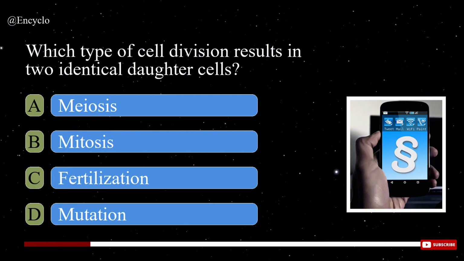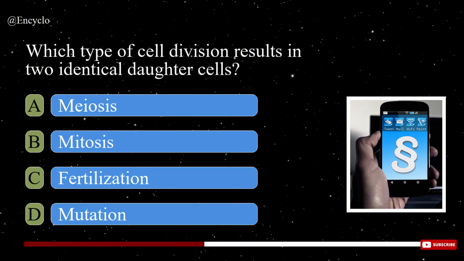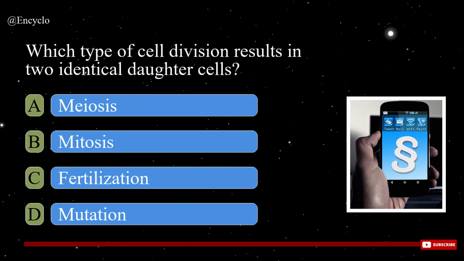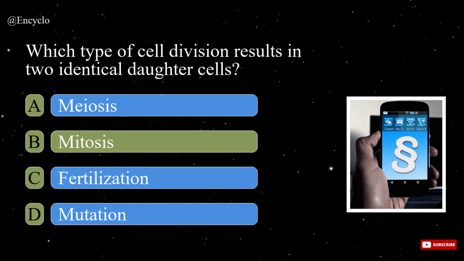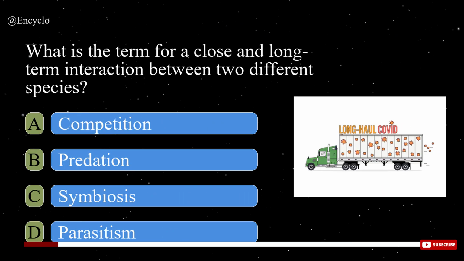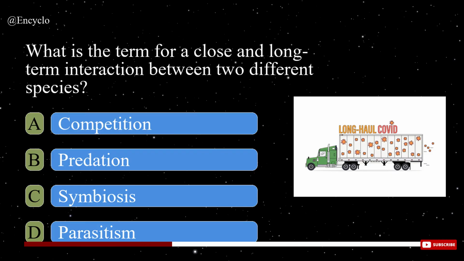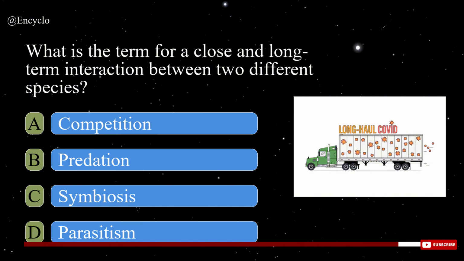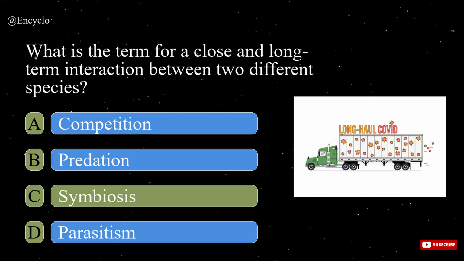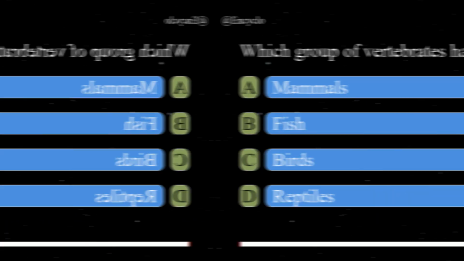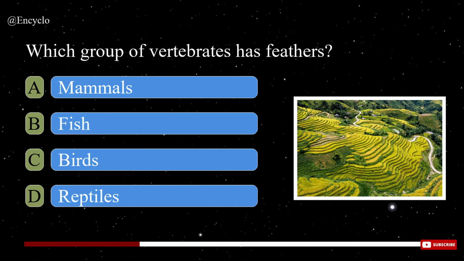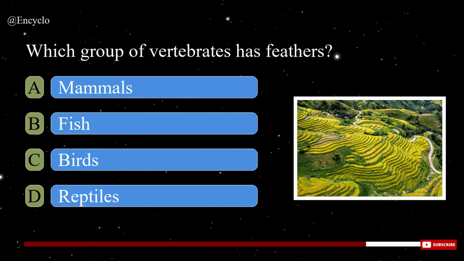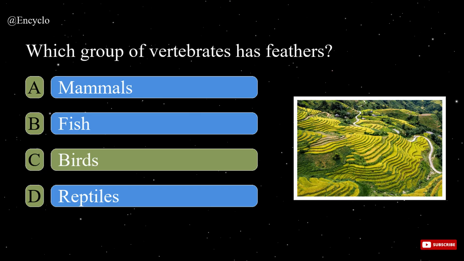Which type of cell division results in two identical daughter cells? The answer is mitosis. What is the term for a close and long-term interaction between two different species? The answer is symbiosis. Which group of vertebrates has feathers? The answer is birds.